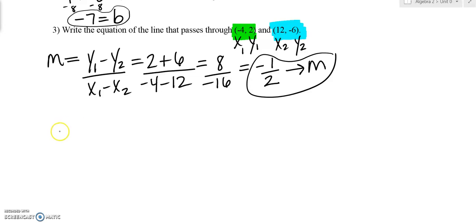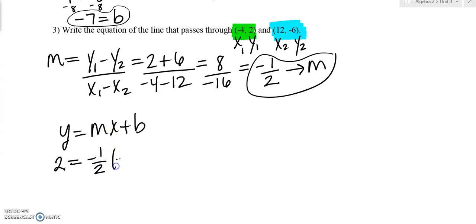From here, I know I want it to look like y equals mx plus b. But at this point, I only found my m value. I don't know my b value. I'm going to have to figure that out. Okay, so keep in mind what we knew in the very beginning, this green coordinate up here. I know an x and I know a y, so I'm going to plug that in. Y was 2, m is negative 1/2, x is negative 4, and then I have plus b.